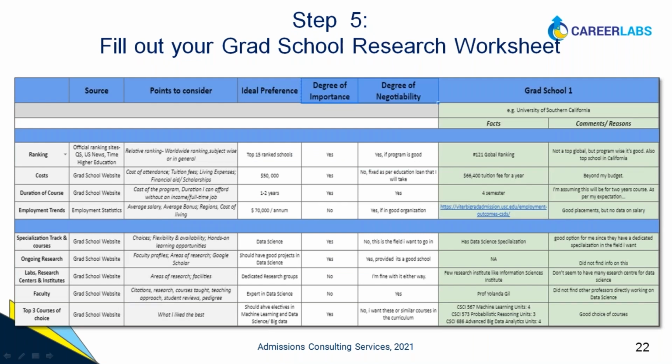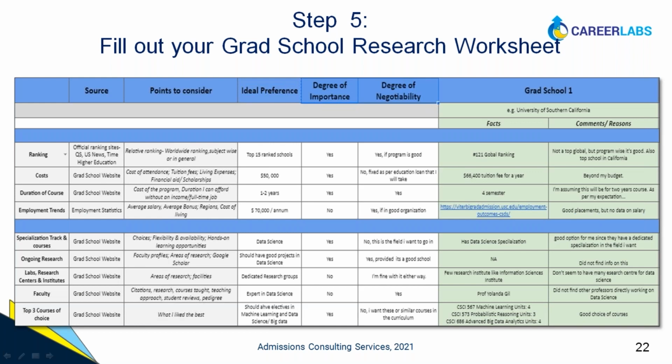For example, look at the faculty line. Someone says that, ideally, they really want the top experts in data science. It is not that important a parameter, and they are okay to negotiate on it. Then they found one professor, but the unfortunate thing, the comment says, is that the other professors are not directly working on data science. You can see how the comments are there and how the facts are there. The fact that tuition is $66,400 for a year means that it exceeds the budget of $50,000 that someone probably wanted.